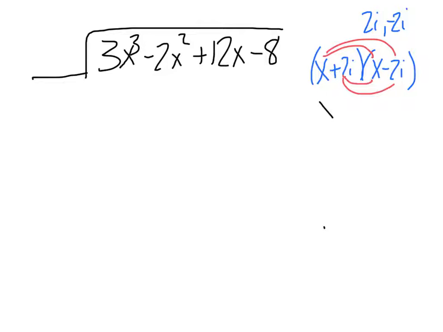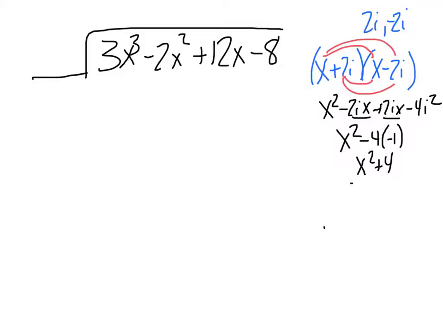X times x is x squared. X times negative 2i is negative 2ix. 2i times x is plus 2ix. And positive 2i times negative 2i is negative 4i squared. Now these two cancel out, so I'm left with x squared minus 4i squared. The i squared is negative 1. So what this becomes is x squared plus 4. This is now my divisor.